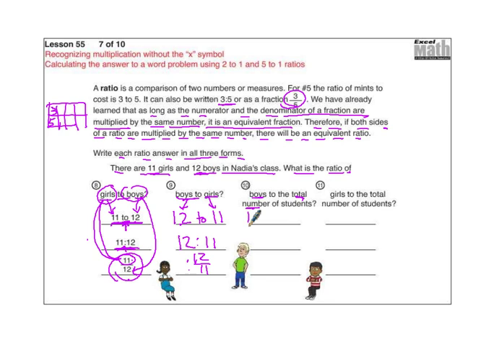Okay, there are 12 boys, and there are how many total students? Well, 12 plus 11 is 23. So we have a total of 23. So we're going to put 12 to 23 as our ratio each time. Okay, go ahead and try number 11. Turn the video back on when you're ready for the solution. Girls to total, that would be 11 to 23. 11:23, or 11 over 23.